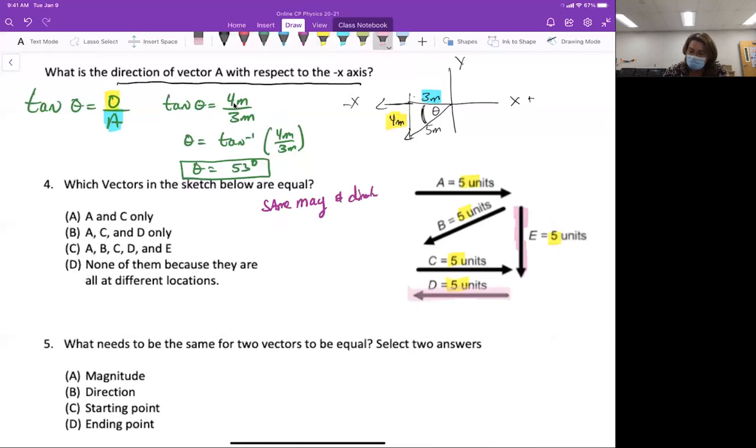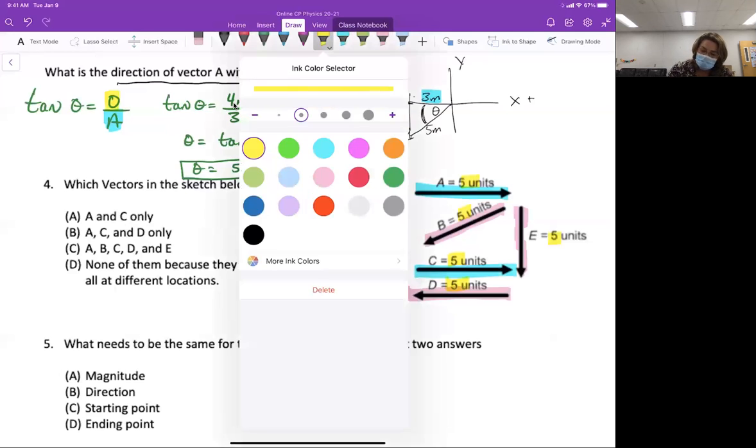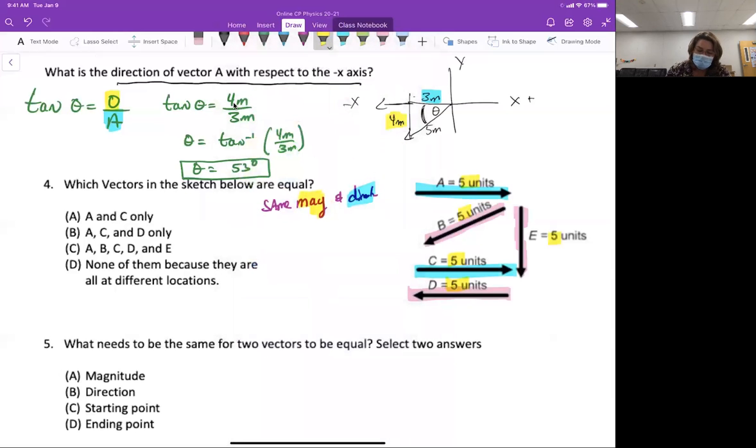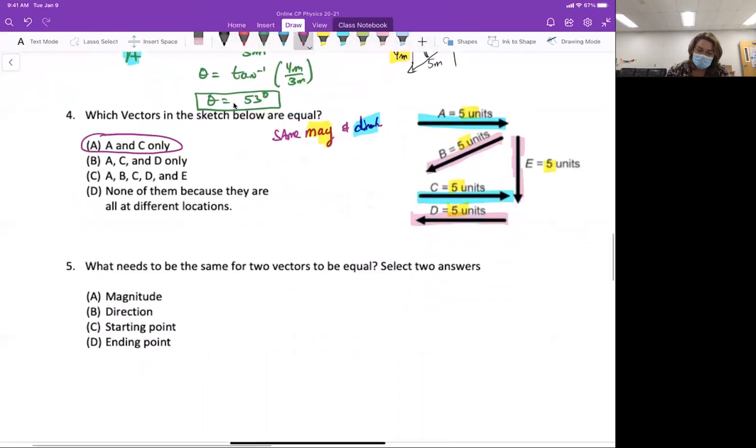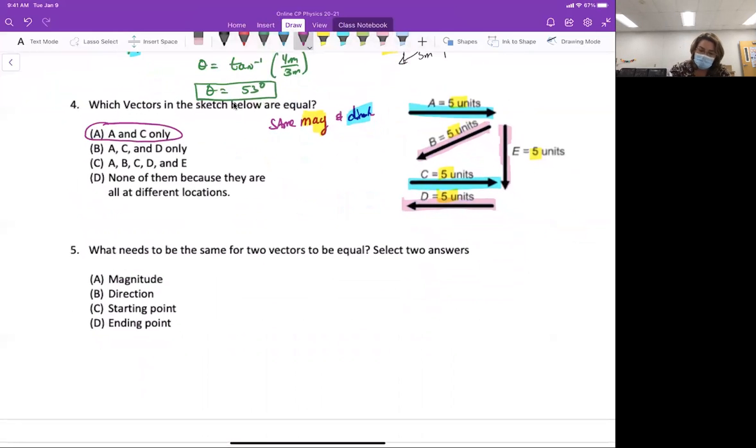D points to the left. No others point straight to the left. B points at some angle downward. No other vectors point in that direction. A points to the right and C points to the right. They both have the same direction and they both have the same magnitude. Therefore, the answer is A and C only. What needs to be the same for the two vectors to be equal? Magnitude and direction.